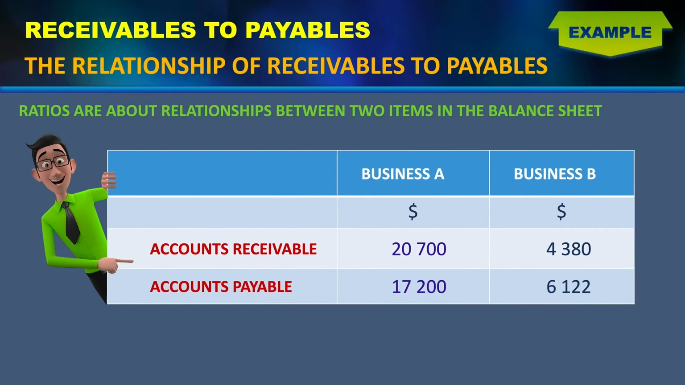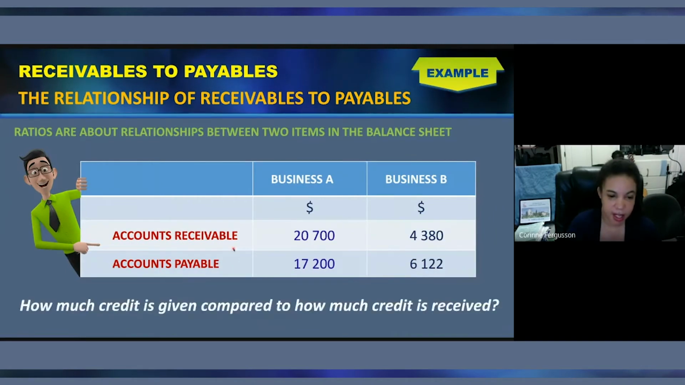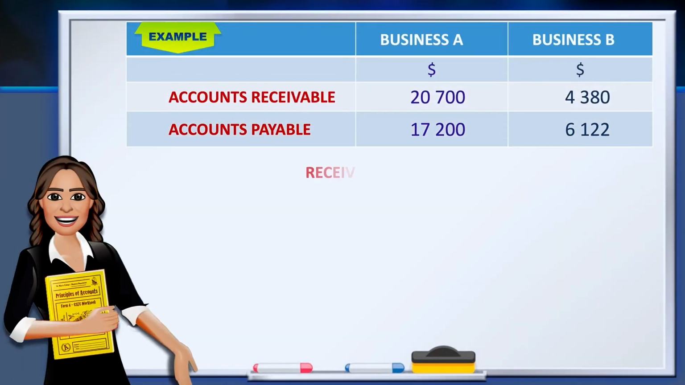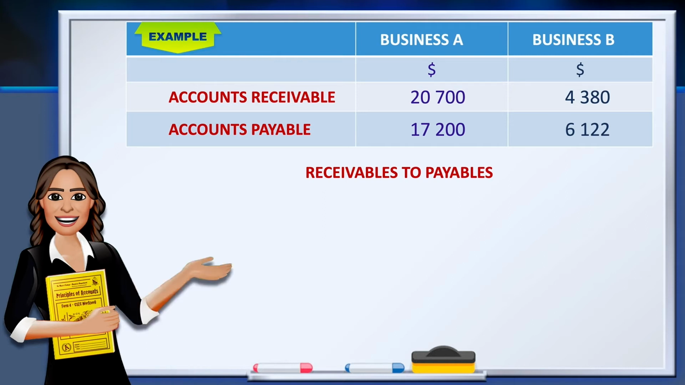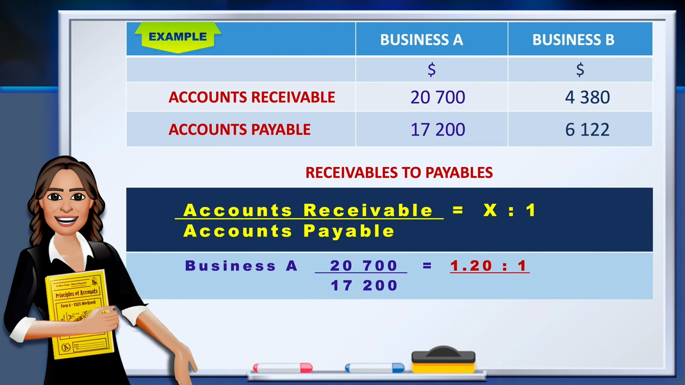So to do this ratio, we have the two businesses once again, but this time the information that we are given is the accounts receivable and the accounts payable. You're just going to compare how much credit is given compared to how much credit is received. We're going to calculate the receivables to payables ratio. Since, as I said, this is not in the syllabus, we're not going to spend too much time on it. It's a very easy ratio. You just plug in the receivables over the payables for each business.